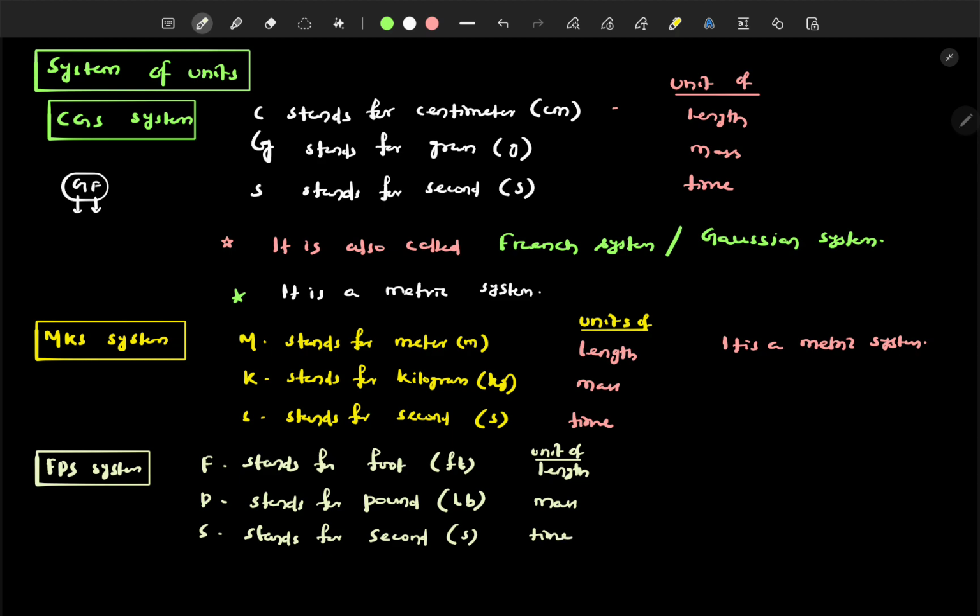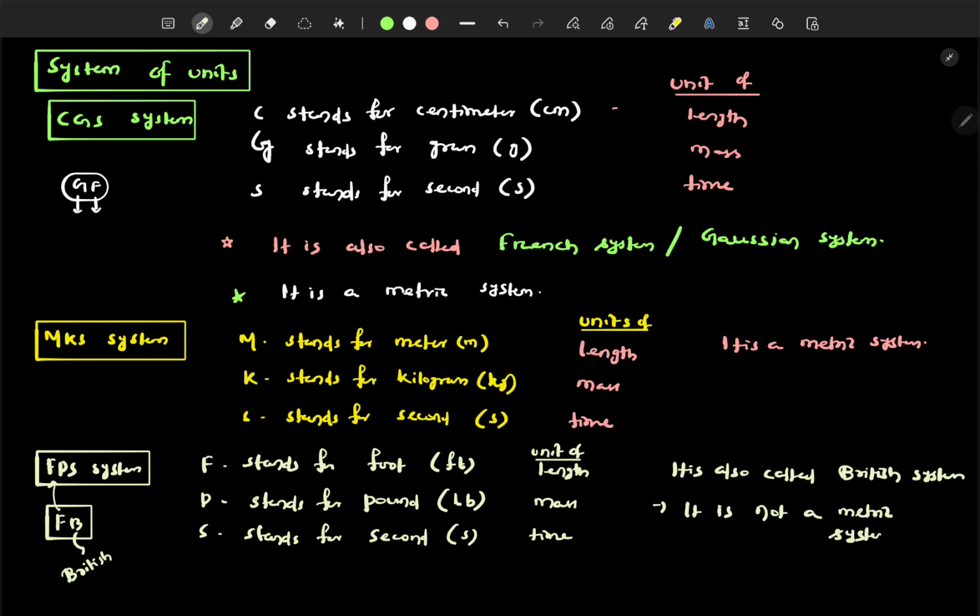And also remember, for the FPS system, shortly you remember FB. FB means Facebook. F is related to FPS system, and B means British system. So it is also called the British system. Another thing, it is not a metric system. Yes, I hope regarding your systems of units it is clear.